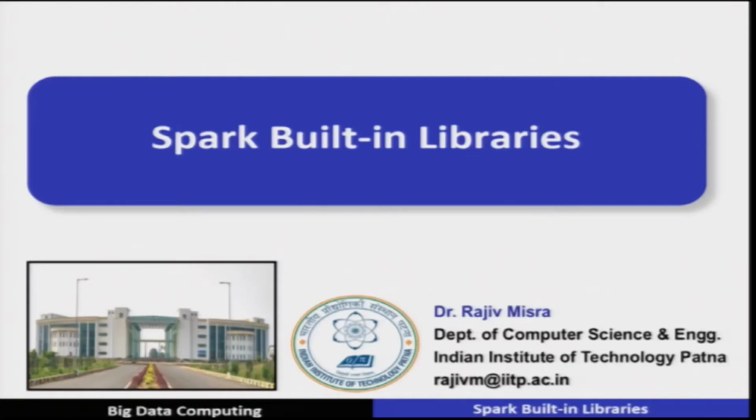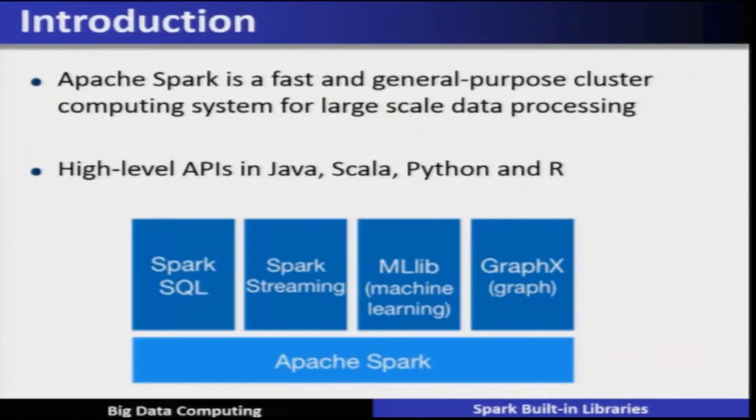Spark built-in libraries. Now, Apache Spark is a fast and general purpose cluster computing for large scale data processing. Spark supports high level APIs in the form of Java, Scala, Python and R. Now, let us see the Spark core, which is the fast and general purpose cluster computing engine.